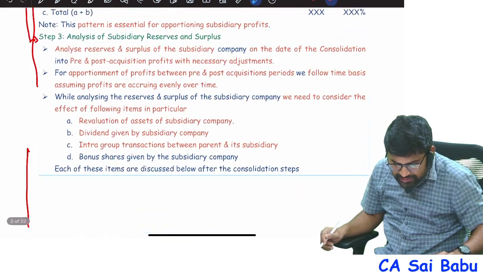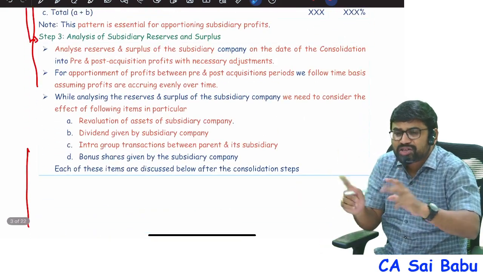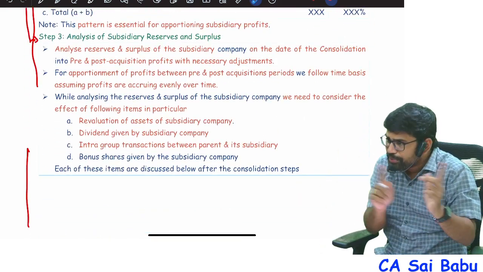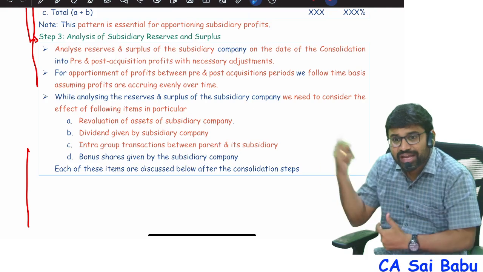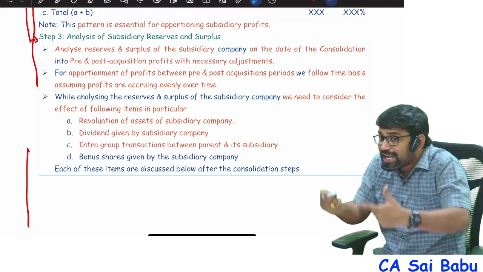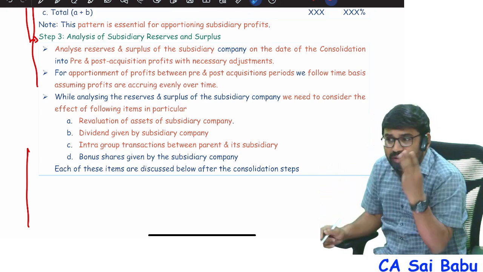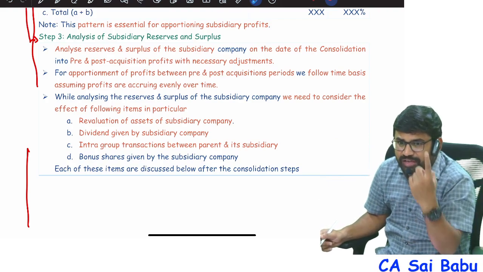Step number 3. Analysis of reserves of subsidiary company. Subsidiary company reserves are analyzed into 2: pre and post. All pre-acquisition capital profits, all post-acquisition revenue profits. And when you are analyzing the subsidiary company reserves and surplus, 3 important adjustments. What are those? Revaluation of assets.